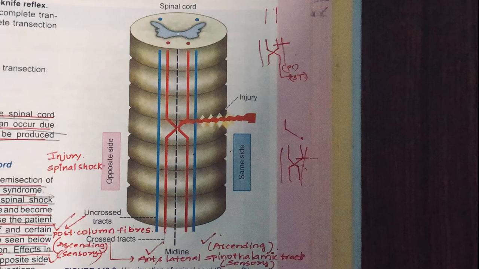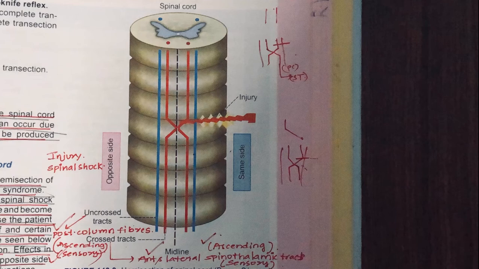But at the level of the lesion, on the same side, you'll have complete anesthesia, because at the level of the lesion, the posterior column fibers and the spinothalamic tracts on the same side are lost. But on the opposite side, you lose the sensations carried by the spinothalamic tracts, that is crude touch, pain, and temperature, and the other sensations carried by the posterior column fibers are retained.